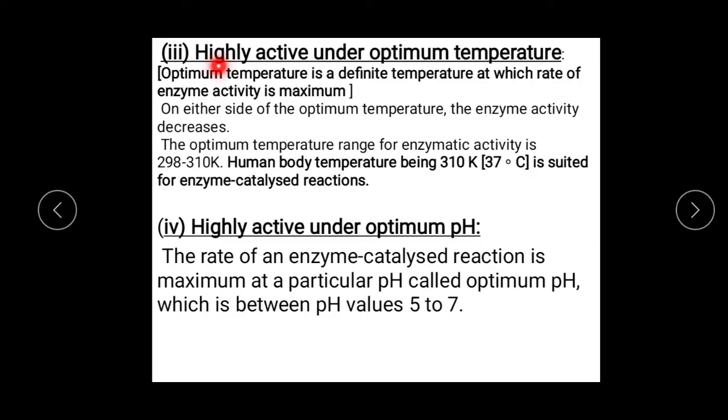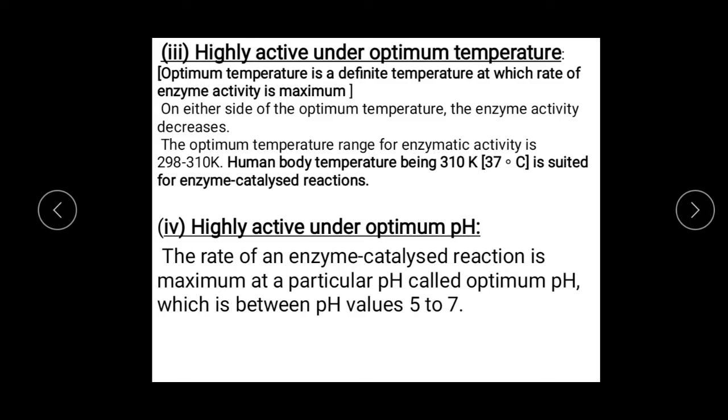Then they are highly active under optimum temperature. Now what do you mean by optimum temperature? Optimum temperature is a definite temperature at which rate of enzyme activity is maximum, and on either side of the optimum temperature the enzyme activity decreases. It means if the temperature is high or low than the optimum temperature, then the enzymatic activity will not be normal. Like human body is having the optimum temperature as 37 degrees Celsius for all the enzyme catalyzed reactions. Above and below this temperature, the human body is not comfortable.